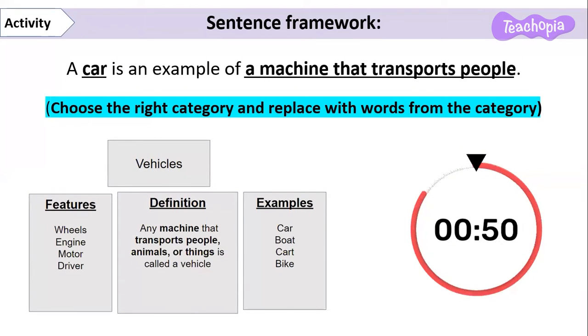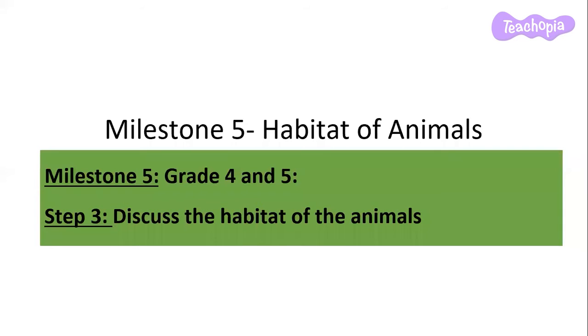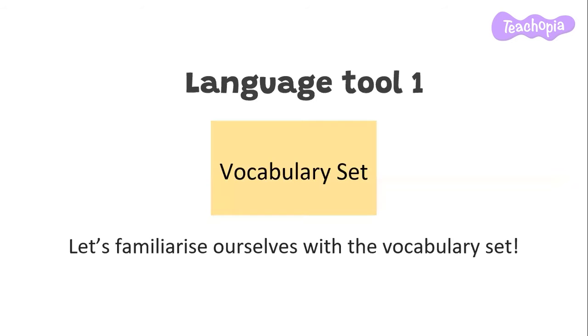So we have words like car and a machine that transports people that belong to categories in the vocabulary set for vehicles. Milestone 5 for grades 4 and 5, Step 3 says discuss the habitat of animals. Now, when you have this as a topic, how do we use the 3 language tools?